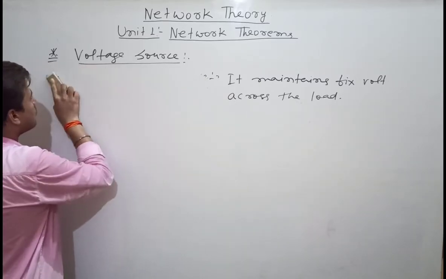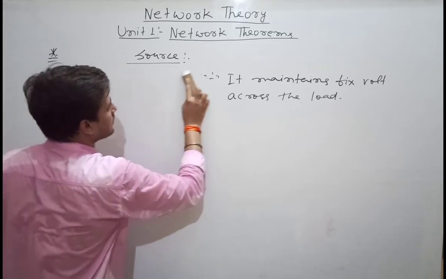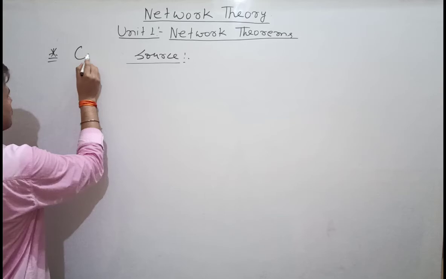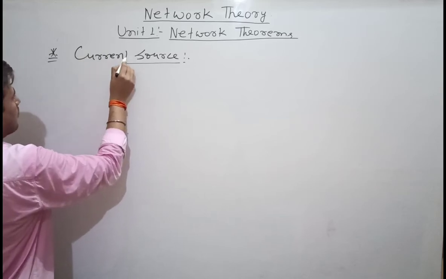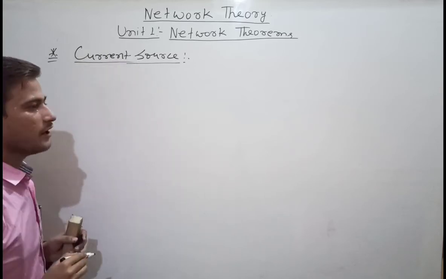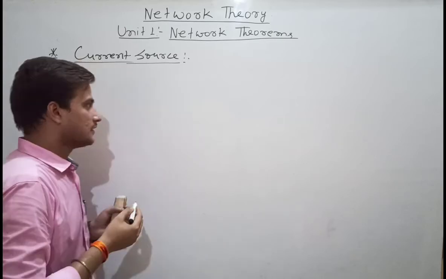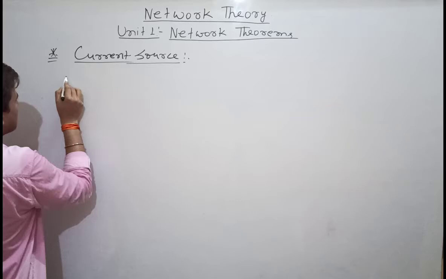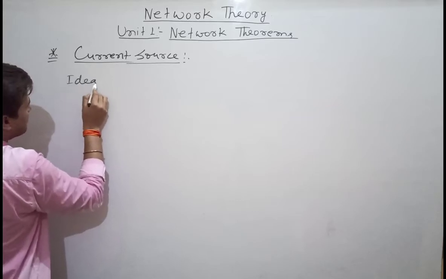Next come to the current source. What is the role of a current source? It maintains constant current in the circuit. So first discuss the ideal current source.